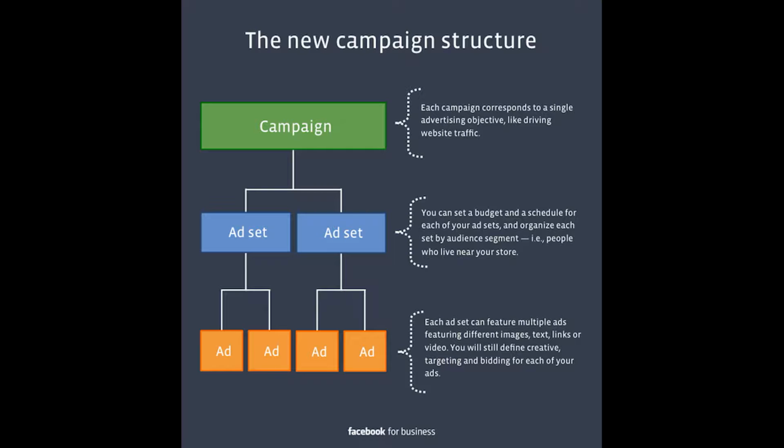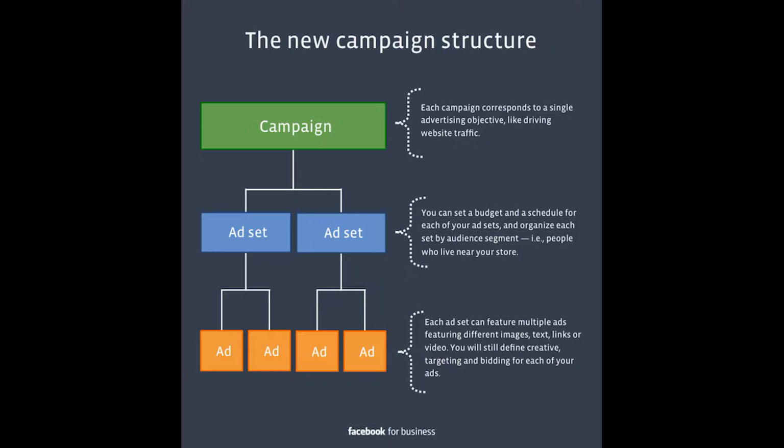Here we have number one in the green, the campaign level. This level corresponds to a single advertising objective. What do you want to advertise? It could be a product, it could be a service, it could be anything. What is your objective for this campaign? Do you want to sell a product? Do you want to sell a service? And so on.